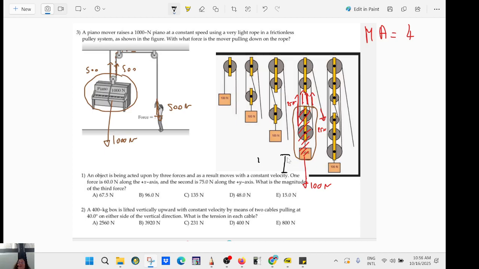But anyway, if the load moves 1 meter, the price to pay is that you will have to pull 4 meters. That will be the price to pay. It's like when you are changing your tire: of course you can lift your car, but you need to keep pushing. There is a trade-off.